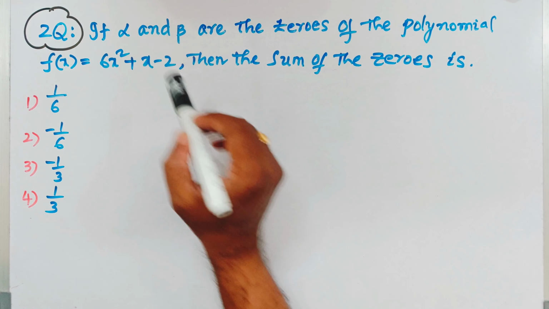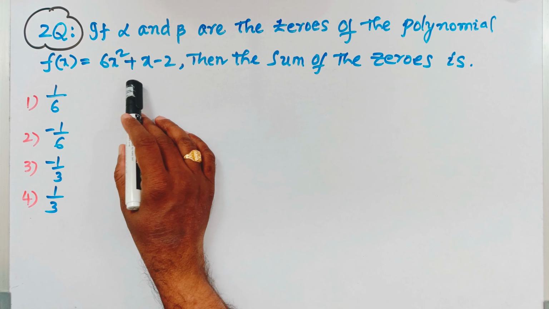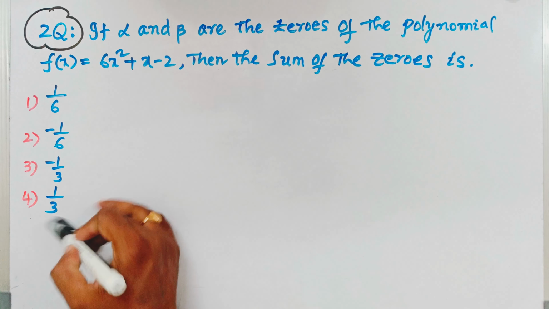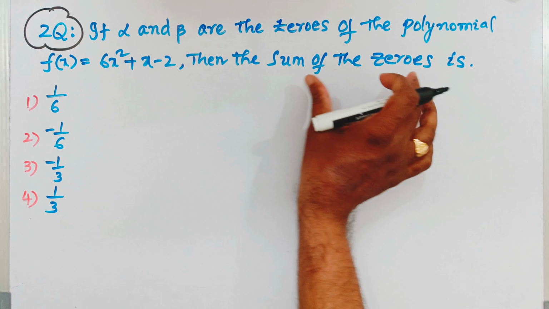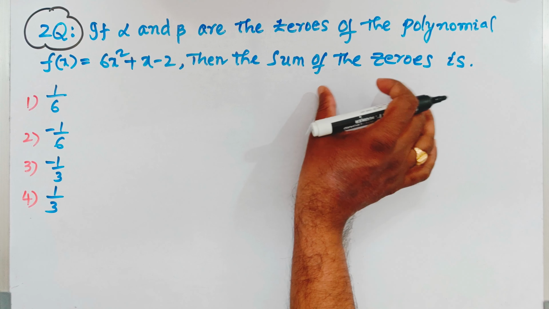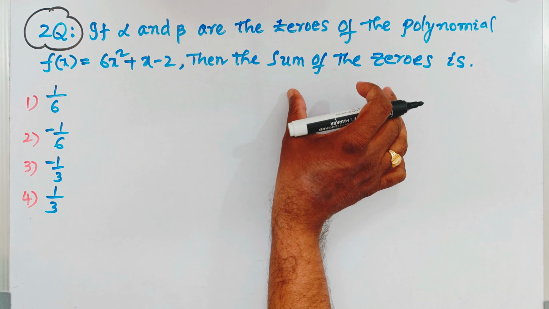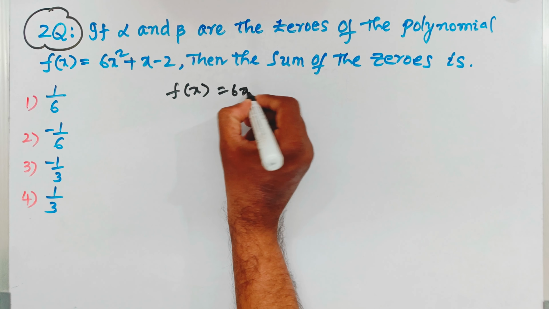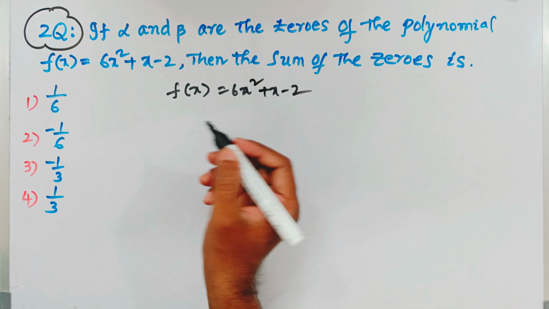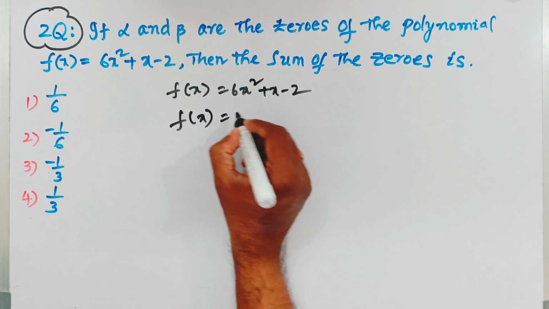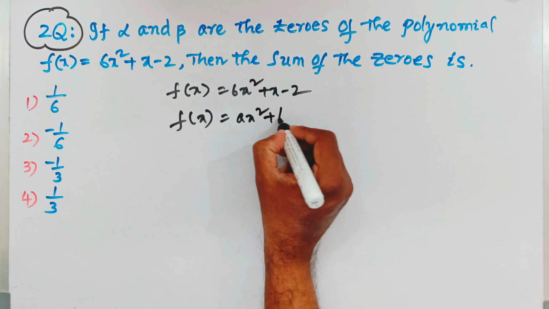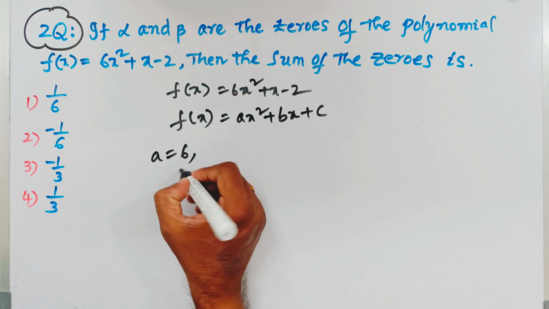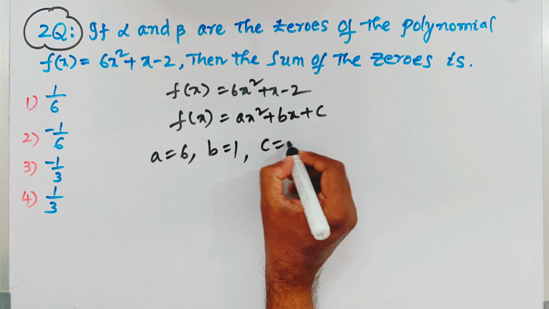Question: If alpha and beta are the zeros of the polynomial f of x is equal to 6x square plus x minus 2, then the sum of the zeros is. Here the four options are given. Okay, so how to find out the sum of the zeros and the product of the zeros? This is the concept of the polynomial chapter. Here they are only asking the sum of the zeros. Given f of x is equal to 6x square plus x minus 2. We know that the general form of the polynomial is ax square plus bx plus c. So you have to compare these two. Their coefficients: a is equal to 6, b is equal to 1, c is equal to minus 2.